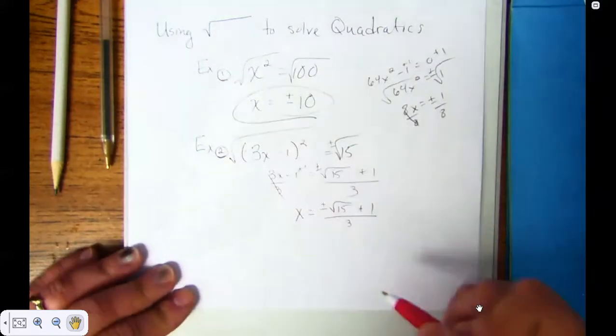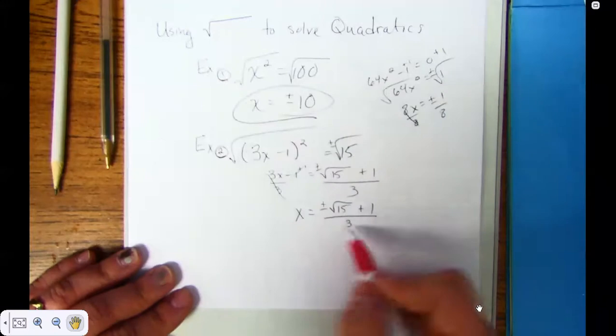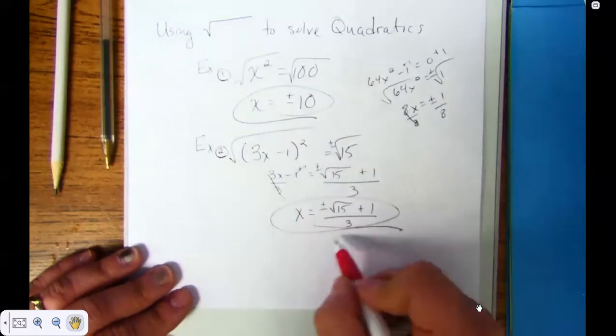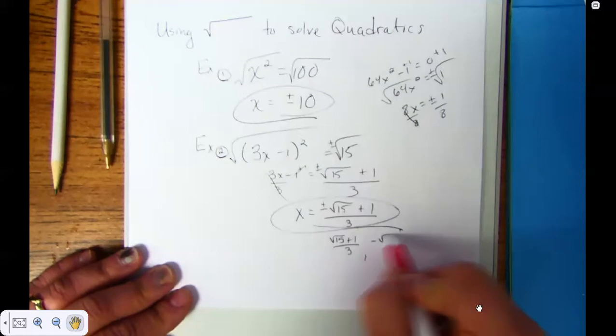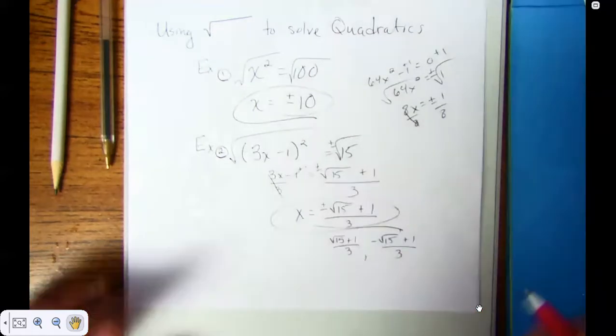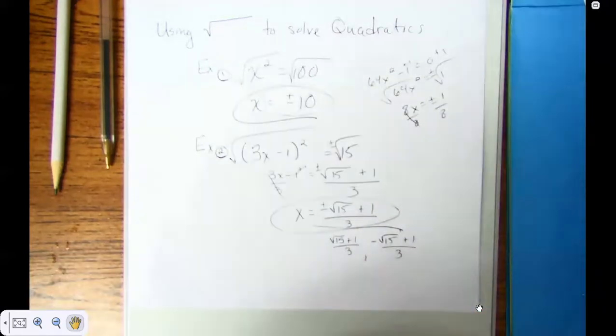Plus or minus the square root of 15 plus 1 all over 3. That's an irrational number, just a decimal, but there they both are. If you want to separate them as square root of 15 plus 1 over 3 and negative square root of 15 plus 1 over 3, I'm okay with that. I'm happy if you leave them together as well.